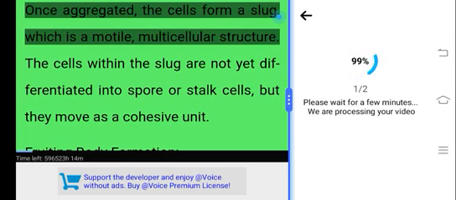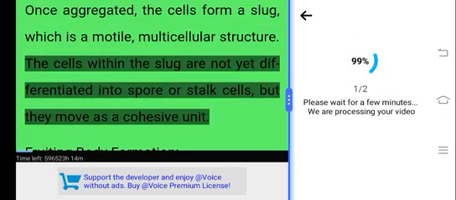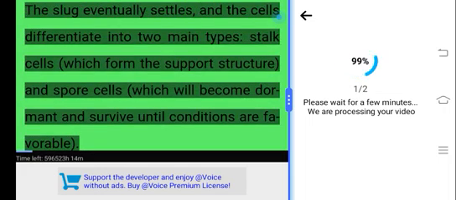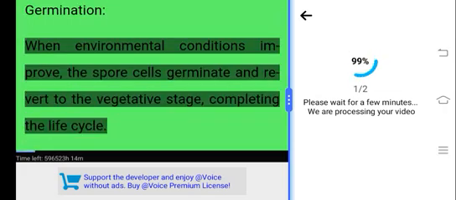Slug formation. Once aggregated, the cells form a slug, which is a motile, multicellular structure. The cells within the slug are not yet differentiated into spore or stalk cells, but they move as a cohesive unit. Fruiting body formation. The slug eventually settles, and the cells differentiate into two main types: stalk cells, which form the support structure, and spore cells, which will become dormant and survive until conditions are favorable. Germination. When environmental conditions improve, the spore cells germinate and revert to the vegetative stage, completing the life cycle.